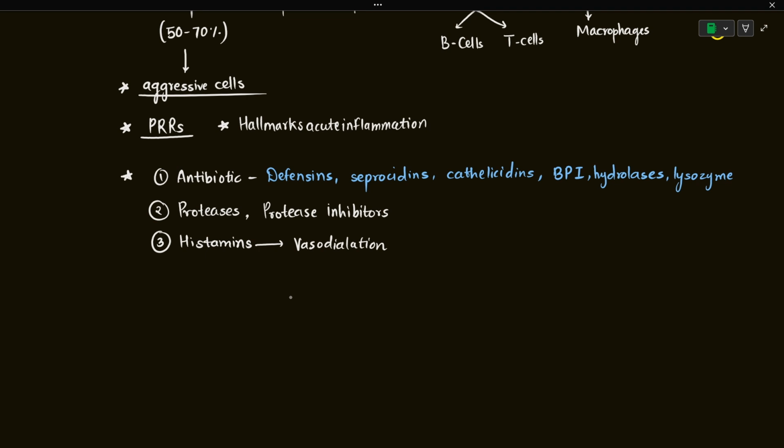Because all of those cells are in the body fluids, in the vessels, in the blood. So they need to reach from the blood to the interstitial tissue where the infection has occurred, and we need them to translocate from the blood vessels to the tissue in such a way that the blood vessel does not rupture. And for that, the dilation of the blood vessel is important.